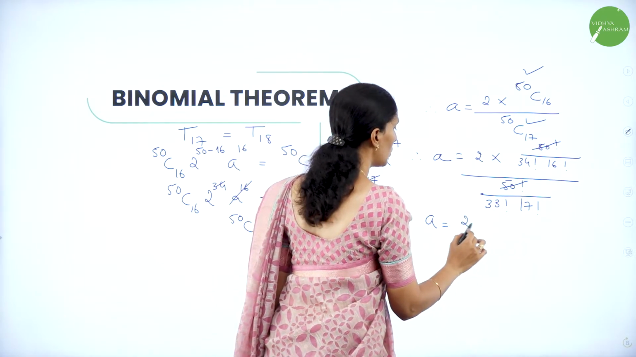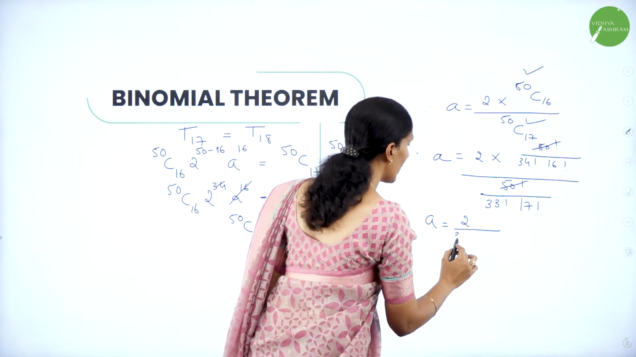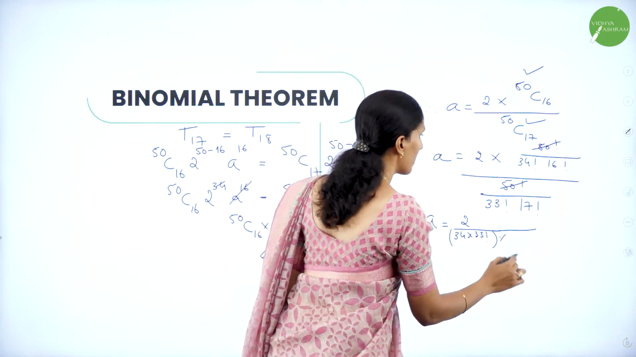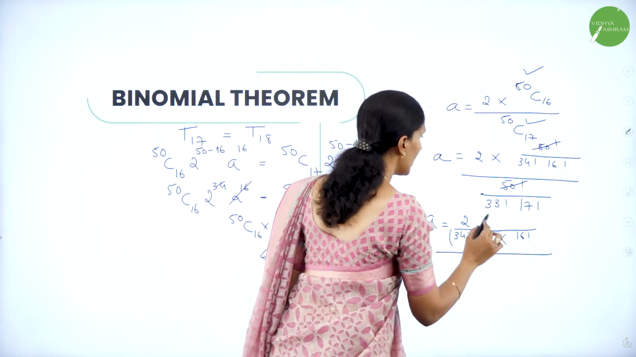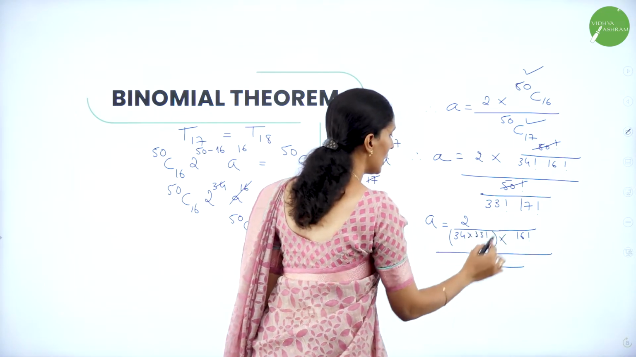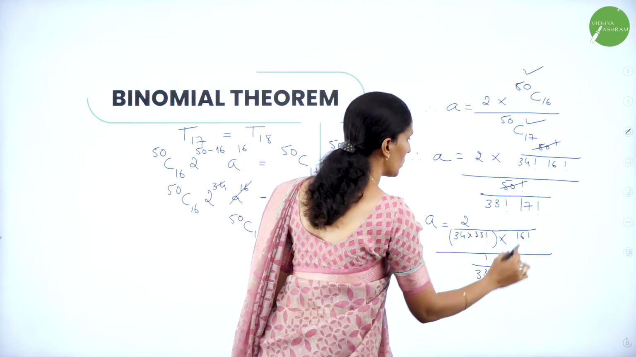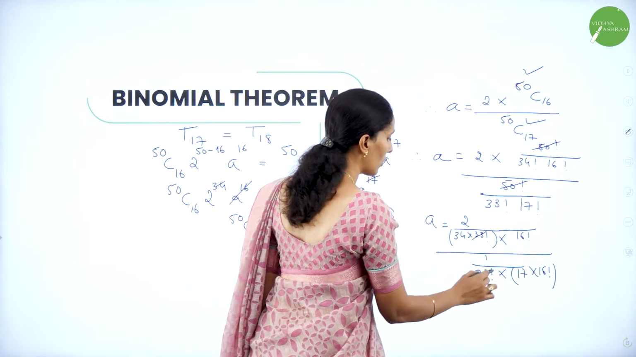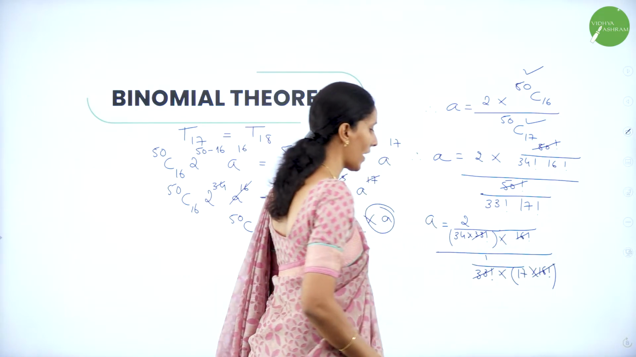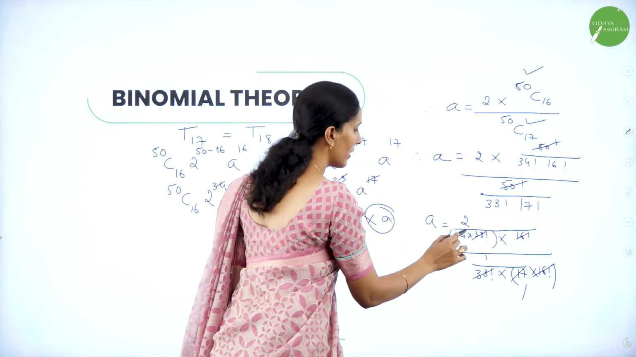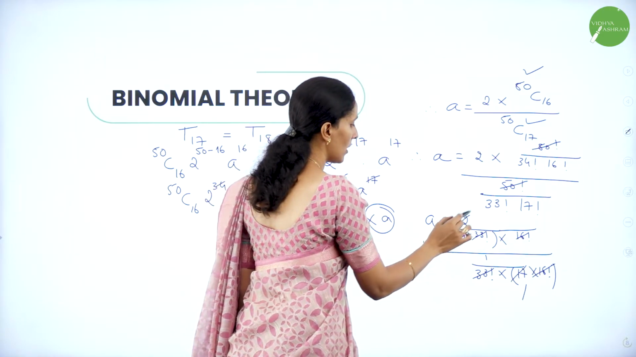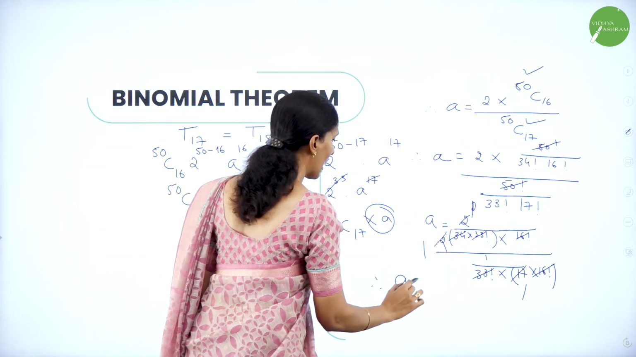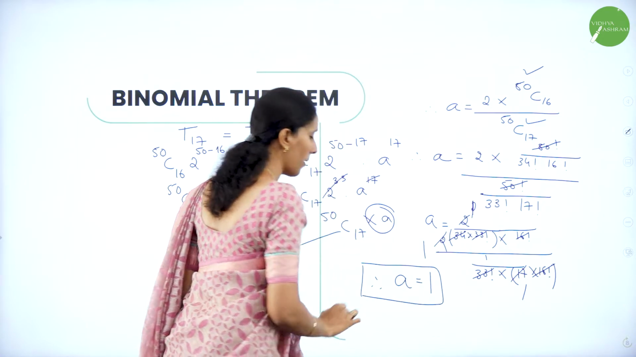A is equal to 2 divided by, so 34 can be written as 34 into 33 factorial, and similarly 16 factorial. In the denominator you have 1 divided by 33 factorial into 17, which can be written as 17 into 16 factorial. 33 factorial and 16 factorial get cancelled. Here 17 ones are 17, 17 twos are 34, 2 ones are 2, 2 ones are 2. So no number is left behind. So therefore my value of A is 1.